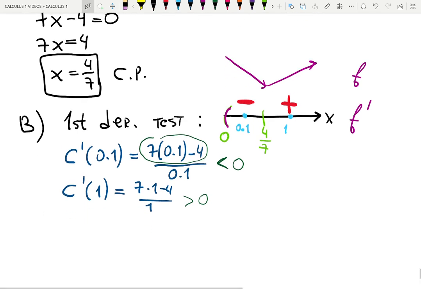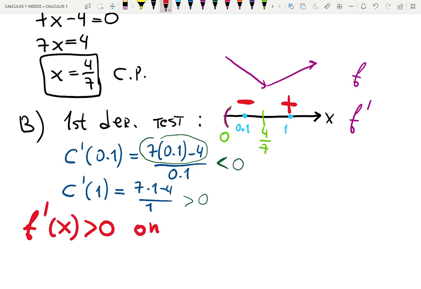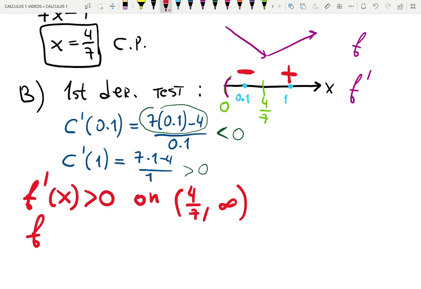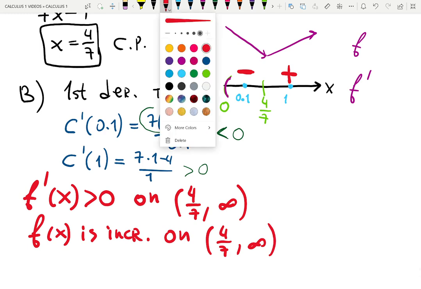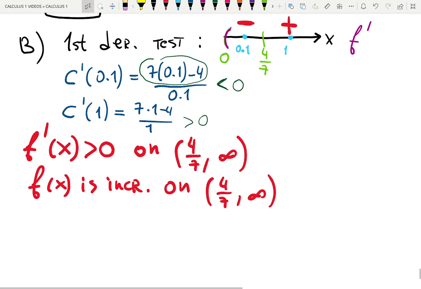So let's answer the questions. The first question asked about increasing interval. So B says, where is the original function increasing? Well, the derivative is positive on 4/7 to infinity, not including 4/7. So that is where the original function f of x is increasing, on 4/7, infinity. Don't ask me why the red color is so fat. Let me decrease the fatness.